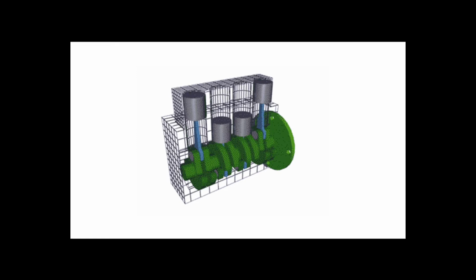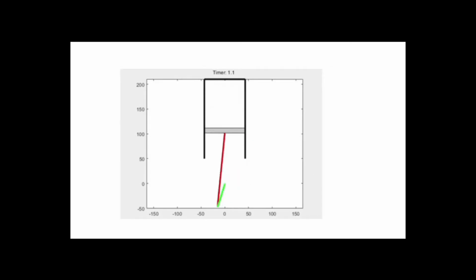That's called primary balance. Now the problem is that, believe it or not, the pistons moving upwards move at a very slightly different speed, or they accelerate at a slightly different rate to the pistons moving downwards. I'm going to show you this image here. So it's a diagram of a piston moving up and down and rotating the crankshaft. I'm just going to freeze this diagram for a moment.